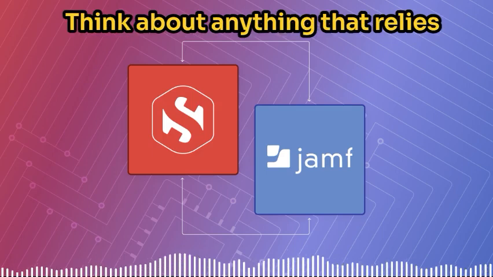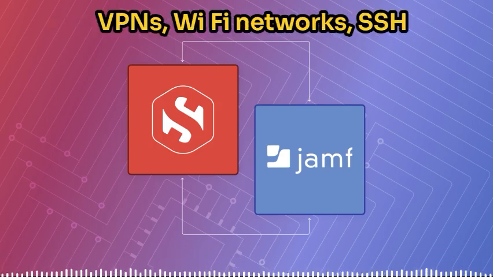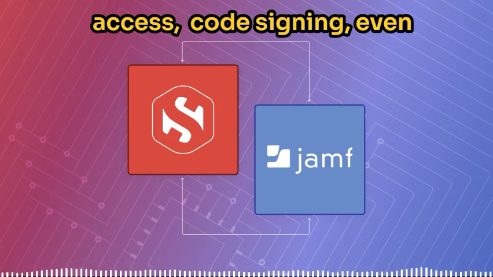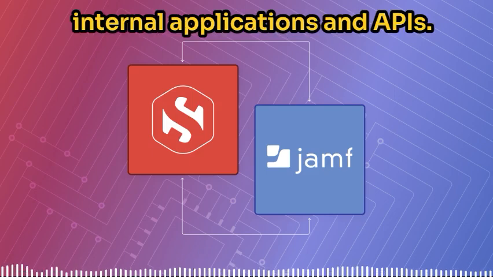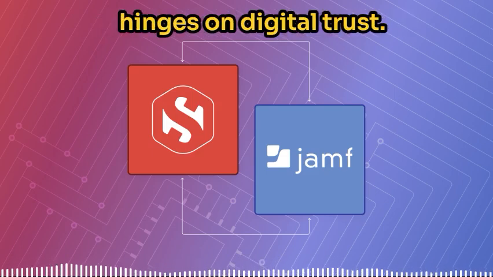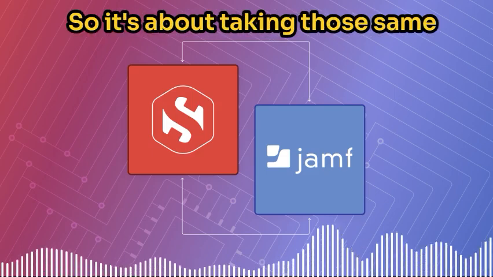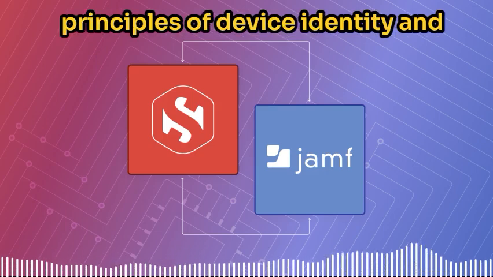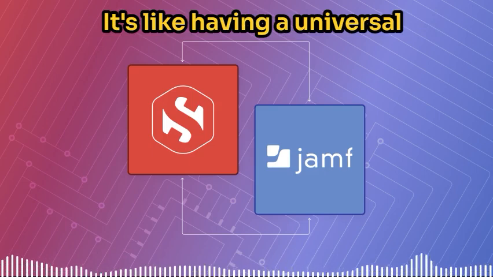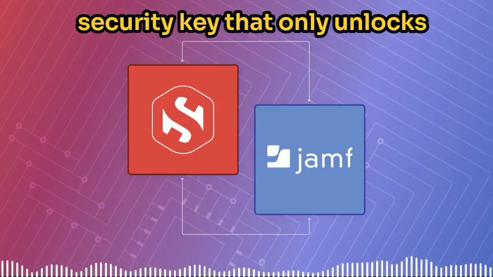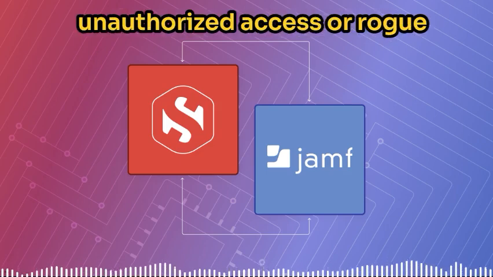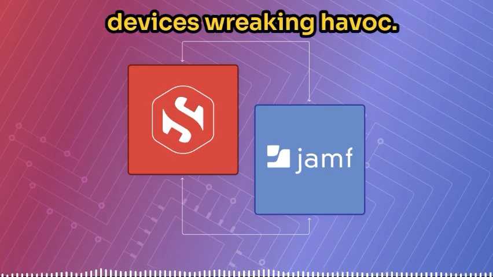Think about anything that relies on certificates for authentication. VPNs, Wi-Fi networks, SSH access, code signing, even internal applications and APIs. Wow. Smallstep can help secure pretty much anything that hinges on digital trust. So it's about taking those same principles of device identity and applying them across the board. Precisely. It's like having a universal security key that only unlocks doors for devices that have proven their identity. No more worrying about unauthorized access or rogue devices wreaking havoc.